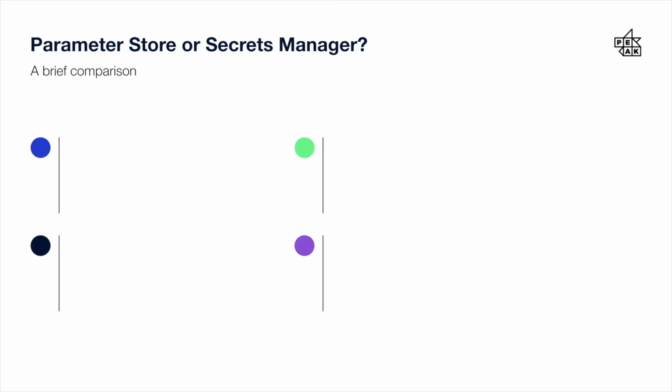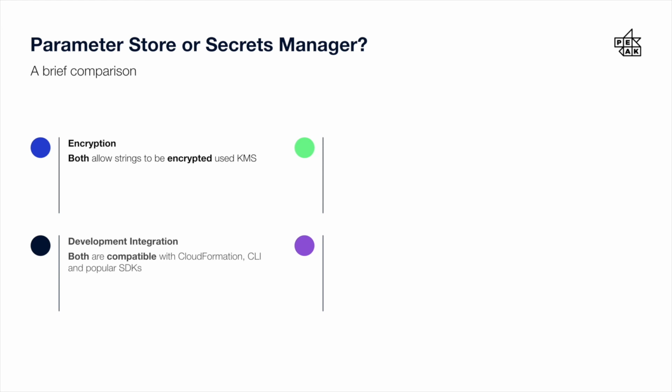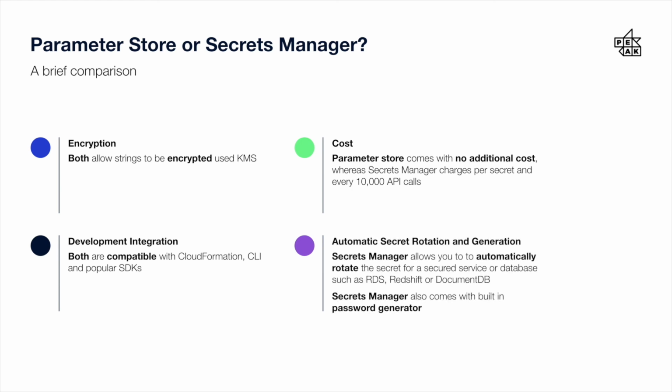So let's have a brief comparison of Parameter Store and Secrets Manager. Both of them allow your values to be encrypted using KMS. Both are compatible and can be integrated with CloudFormation, CLI, and the popular SDKs. In terms of cost, Parameter Store comes with no additional cost, whereas Secrets Manager does charge per secret and per 10,000 API calls. Secrets Manager comes with a few extra features, such as automatic secret rotation and generation.